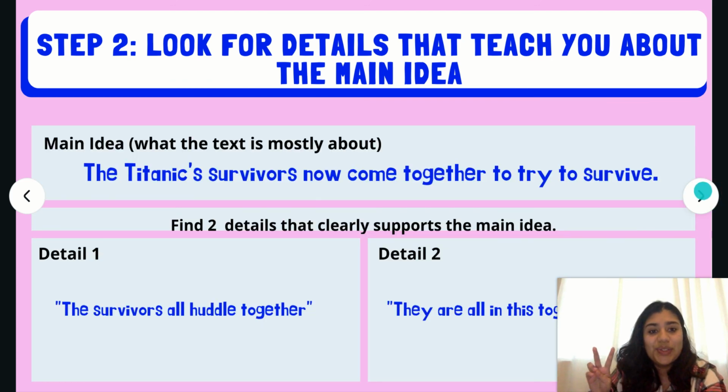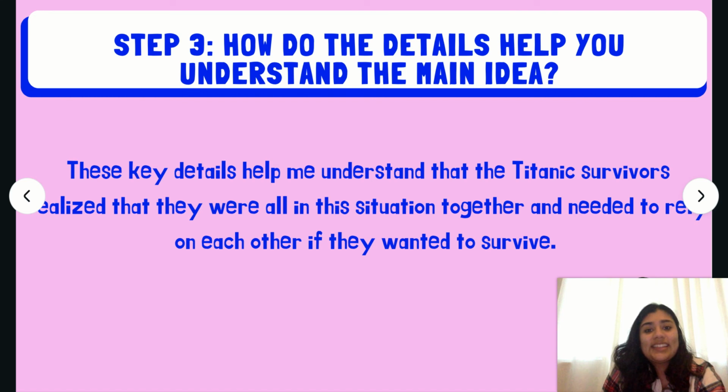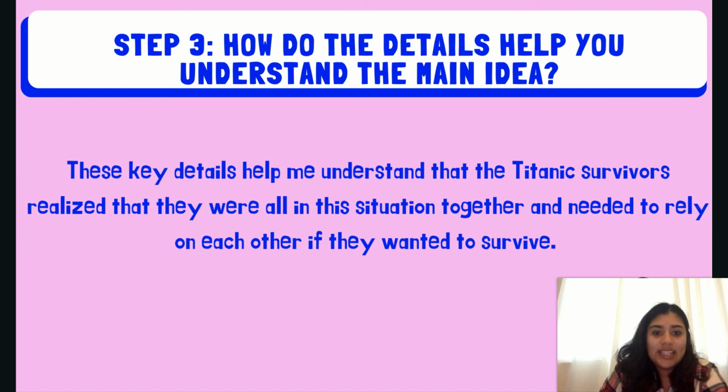Now that we found our 2 details, we need to ask, how do these details help us understand the main idea? Those key details help me understand that the Titanic survivors realized they were all in this situation together and they needed to rely on each other if they wanted to survive.